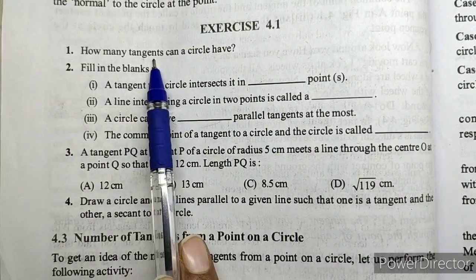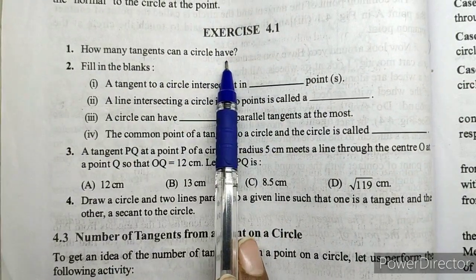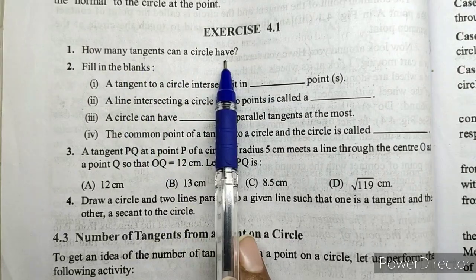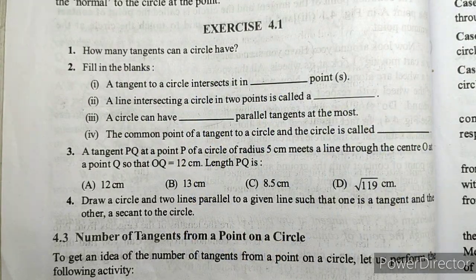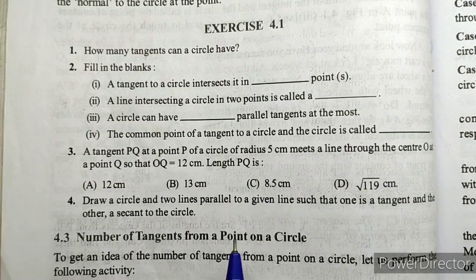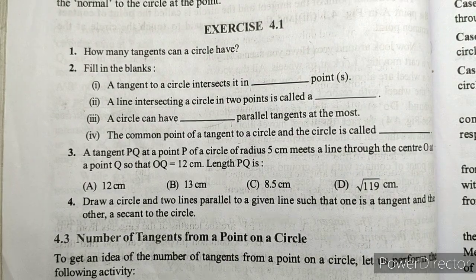First one, how many tangents can a circle have? A circle can have infinitely many tangents. Through each point you can draw the tangents. So there are infinitely many tangents.